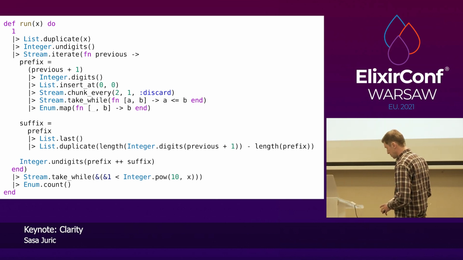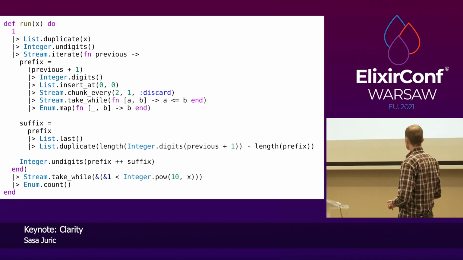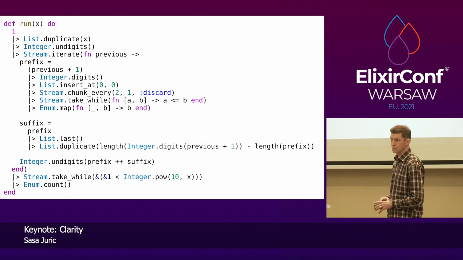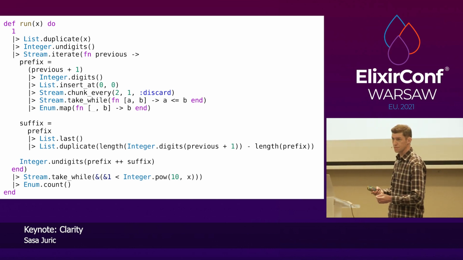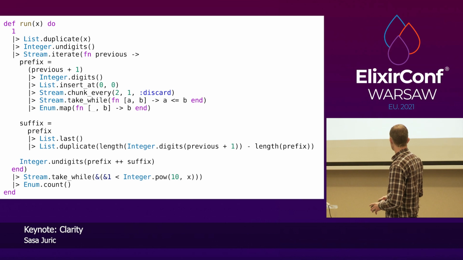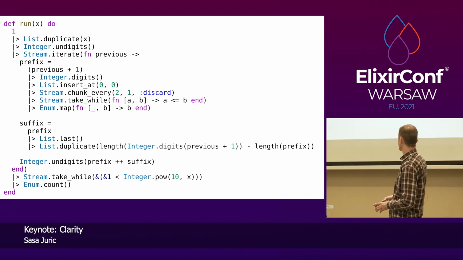We take the previous element, increment it by 1, get the integer digits out of that, and then in that list we prepend number 0 at the very top, and then we chunk every 2 elements in that list, so the first and the second and the third, and so on and so forth. And then we're going to take these pairs as long as the first element of each pair is less than or equal to the second one. Then we're going to take the second element of the pair, and this constitutes our prefix.